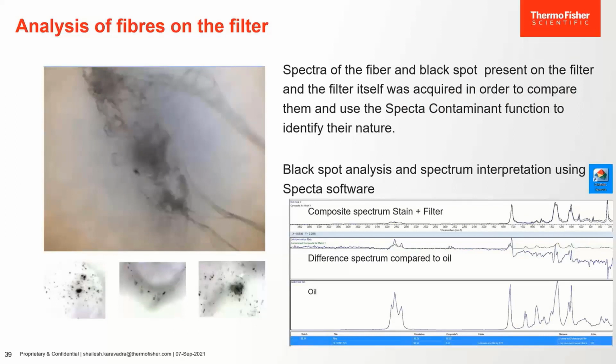This is a slide which is showing an example where we were given parenteral samples with foreign fibers and particles. We had to identify all the foreign objects and also a residue of dark liquid in the sample. We did this with the iN10 infrared microscope.